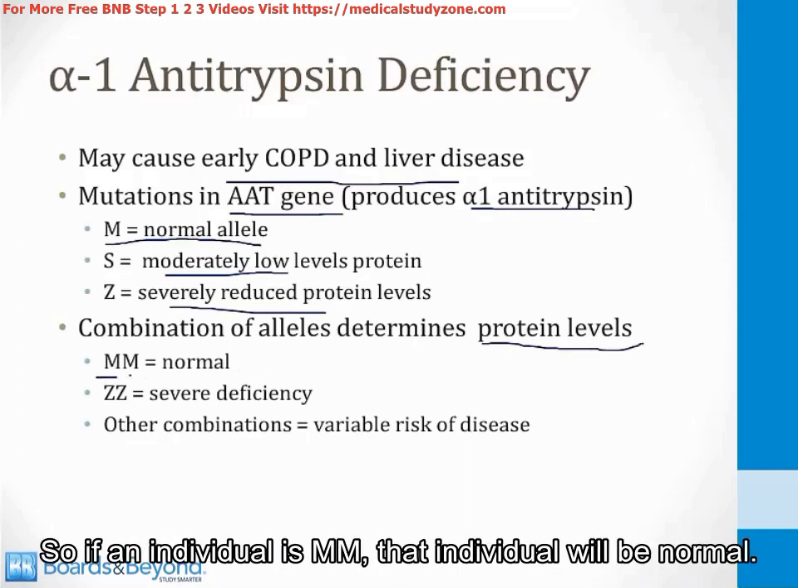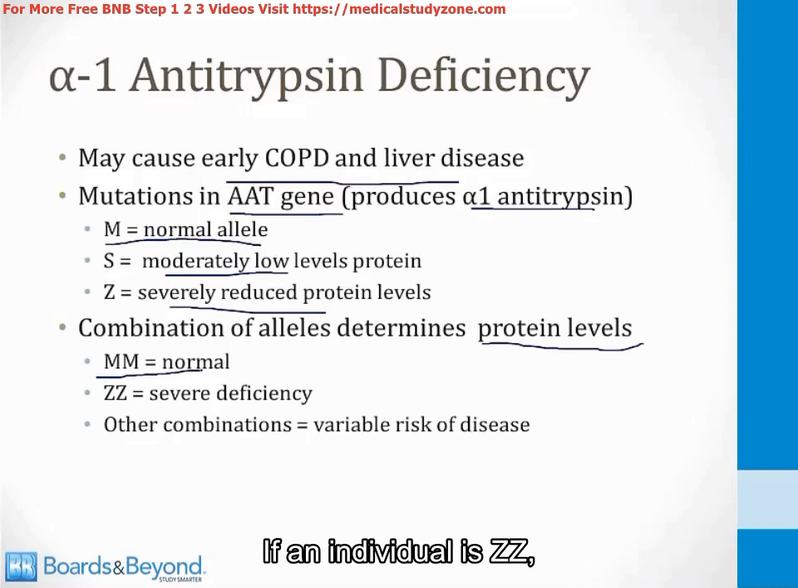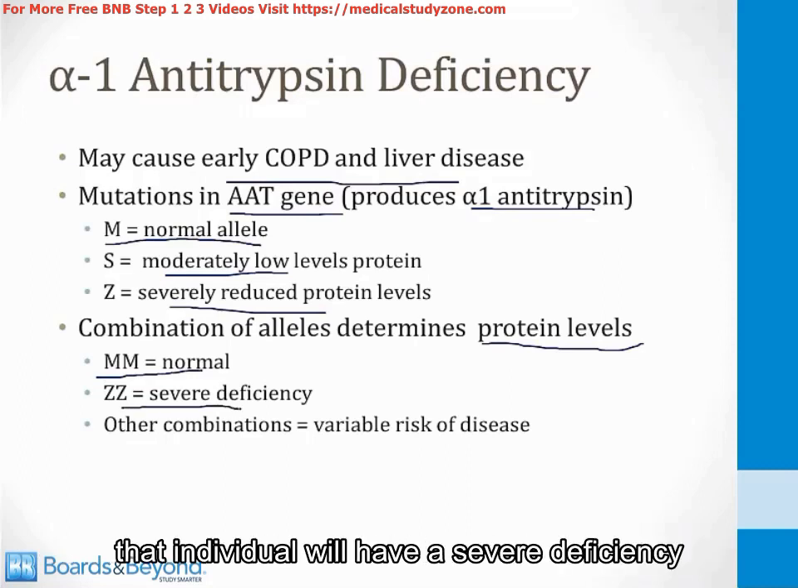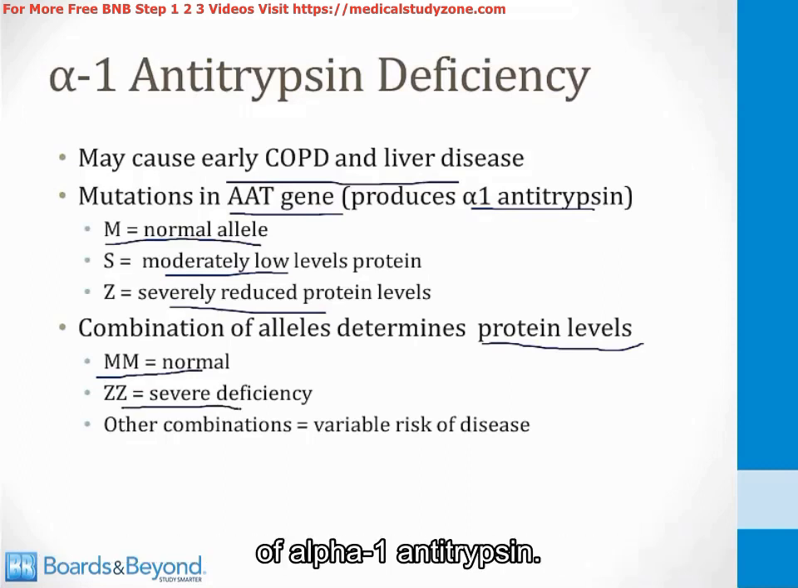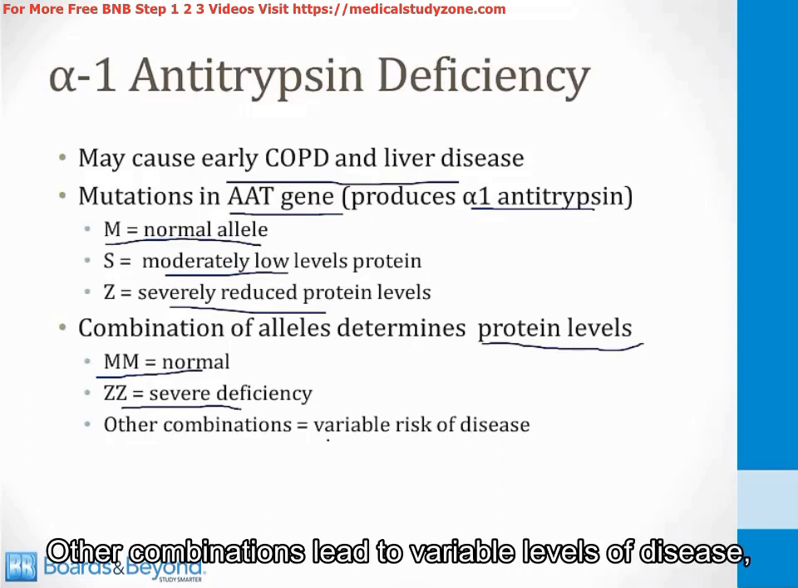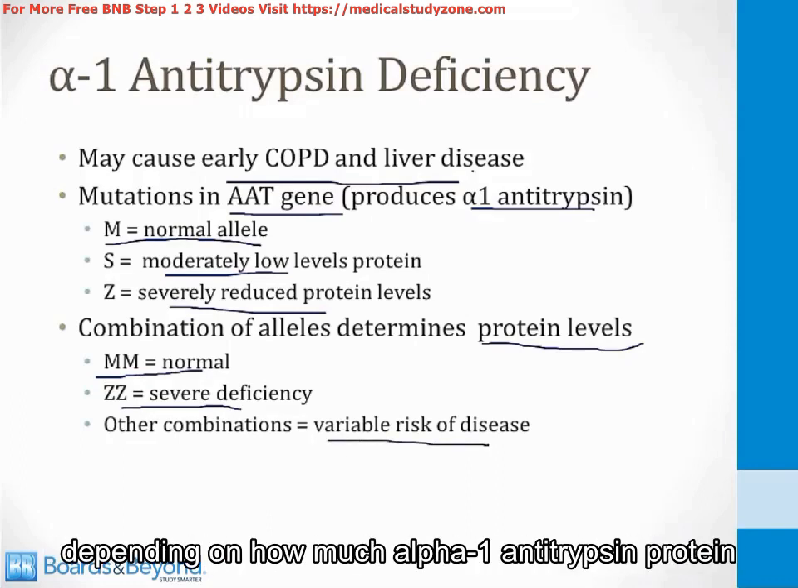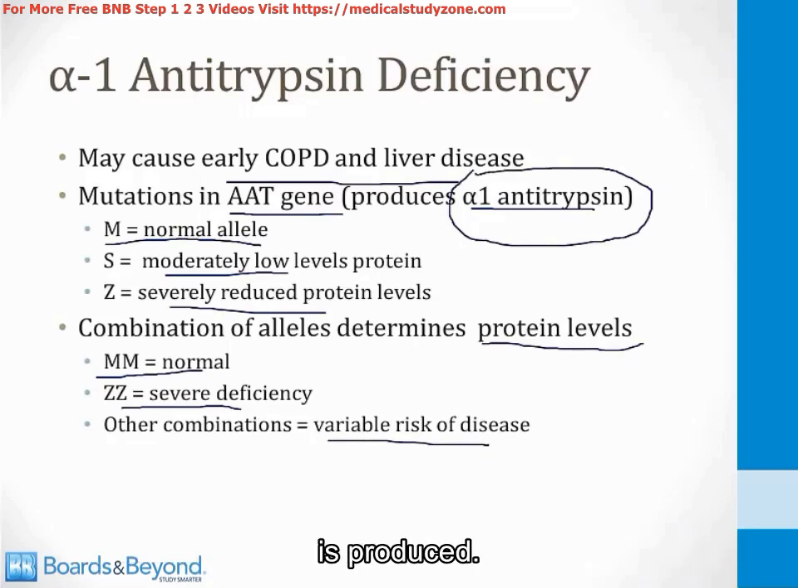So if an individual is MM, that individual will be normal. If an individual is ZZ, that individual will have a severe deficiency of alpha-1 antitrypsin. Other combinations lead to variable levels of disease depending on how much alpha-1 antitrypsin protein is produced.